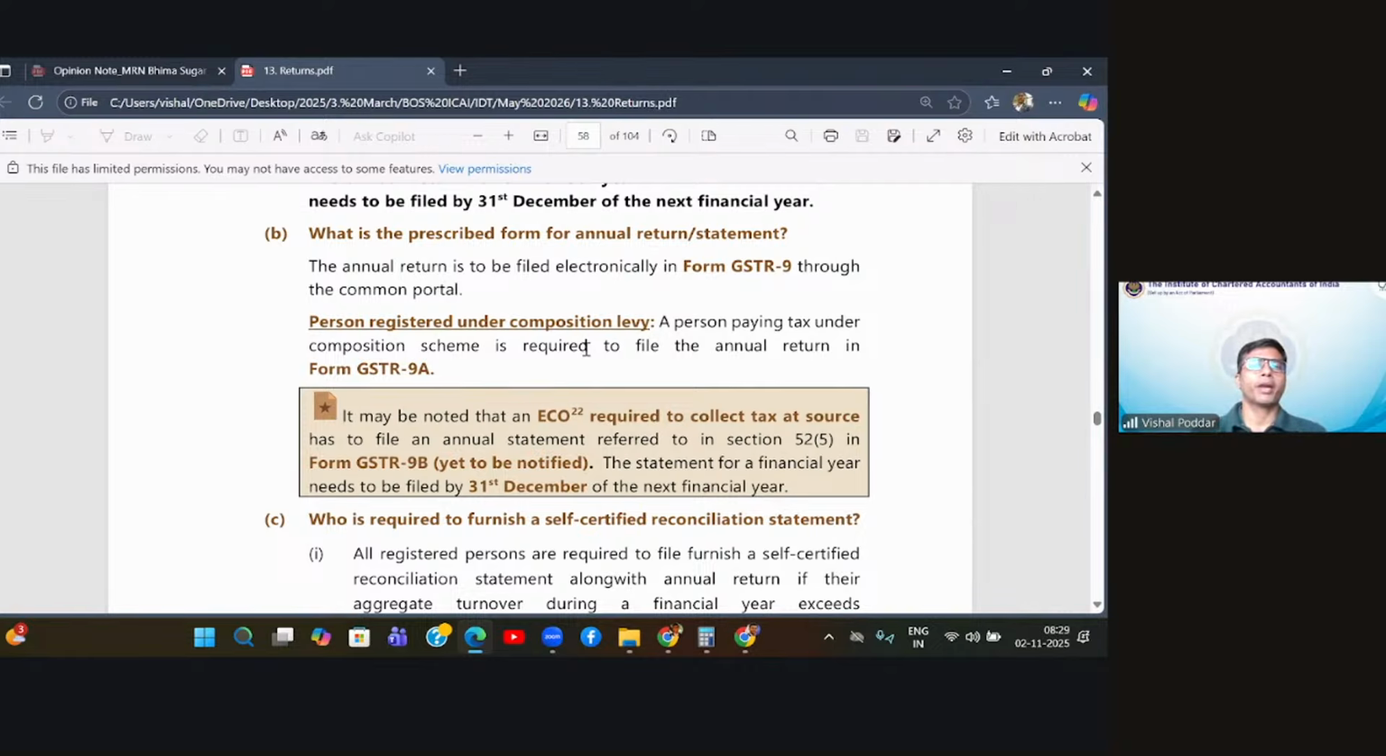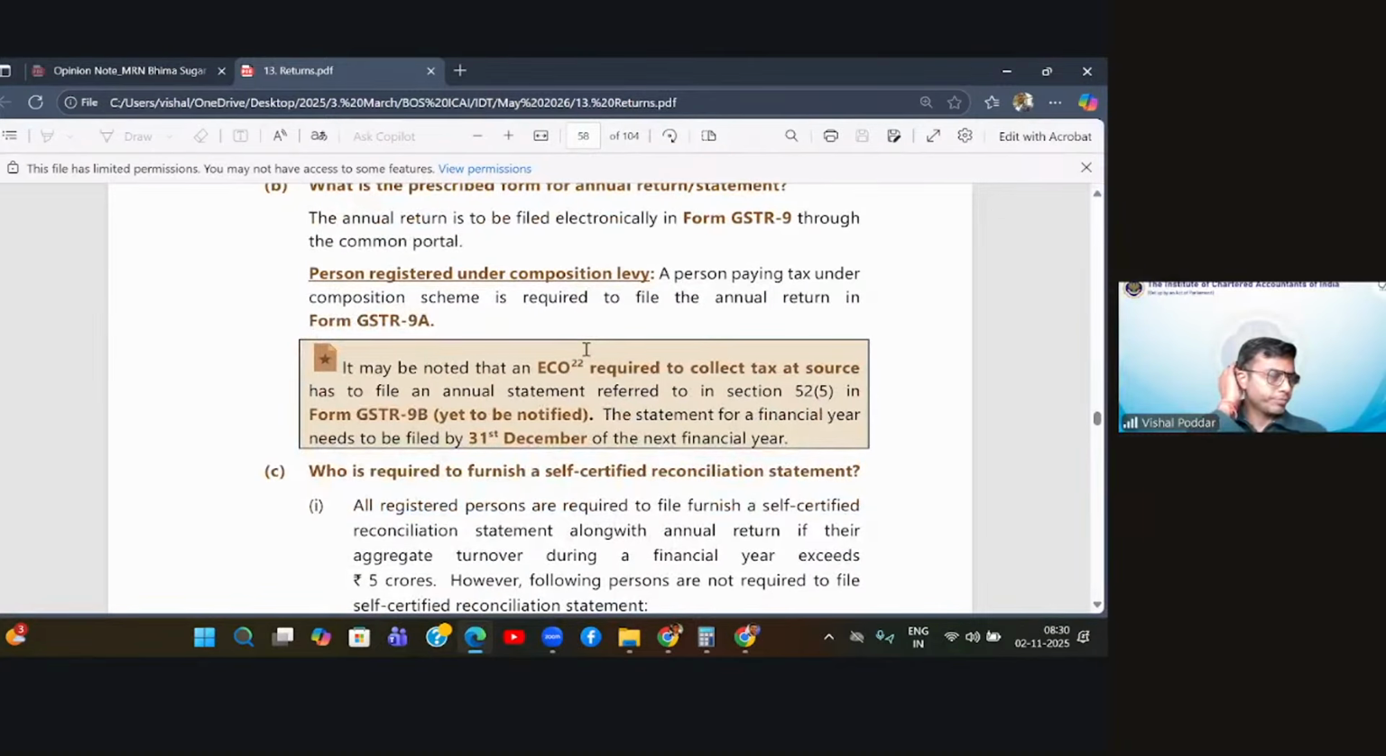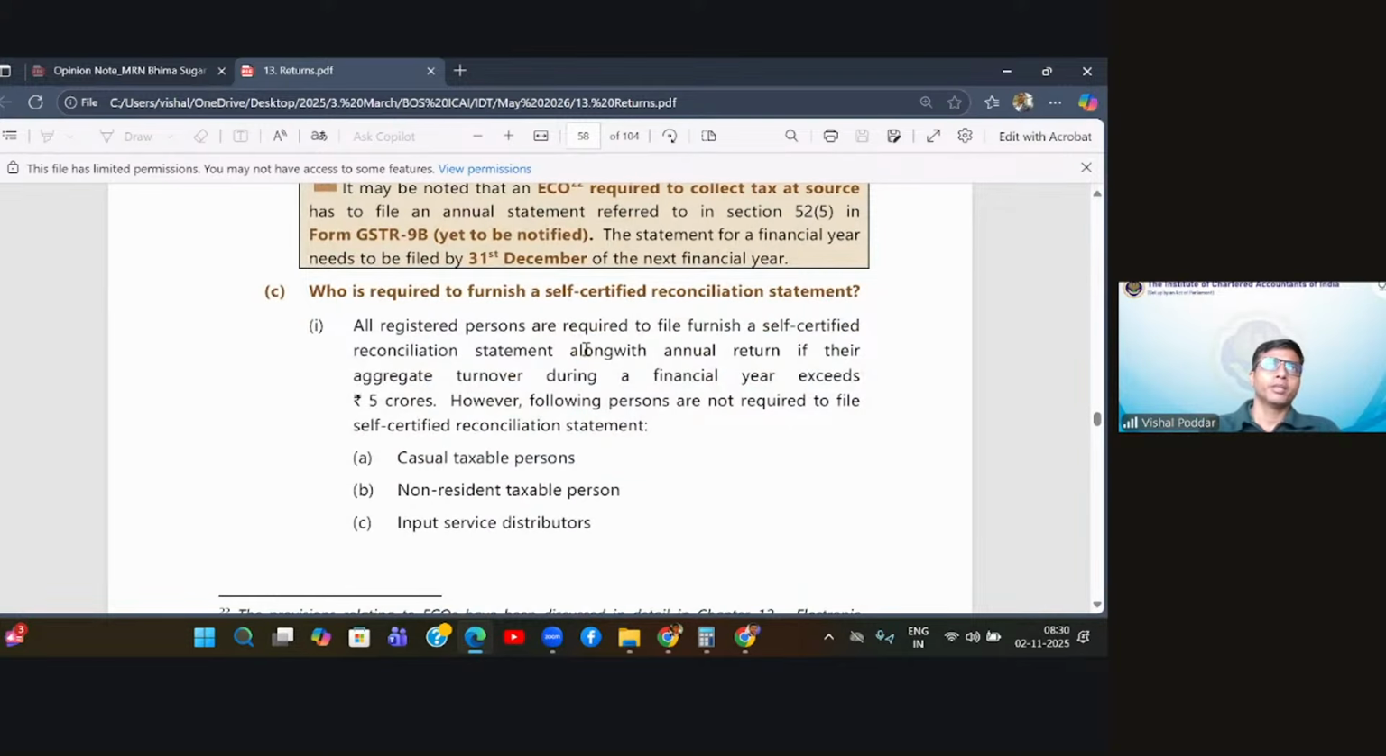So a composition dealer practically does the same thing twice: makes his annual return in GSTR 4, and the same details are again repeated in 9A. Read the box. It may be noted that an ECO required to collect tax at source has to file an annual statement referred to in Section 52(5) in Form GSTR 9B, yet to be notified. The statement for a financial year needs to be filed by 31 December of the next financial year. But this is yet to be notified. So practically, there is only one annual return, that is GSTR 9, for all regular registered suppliers.